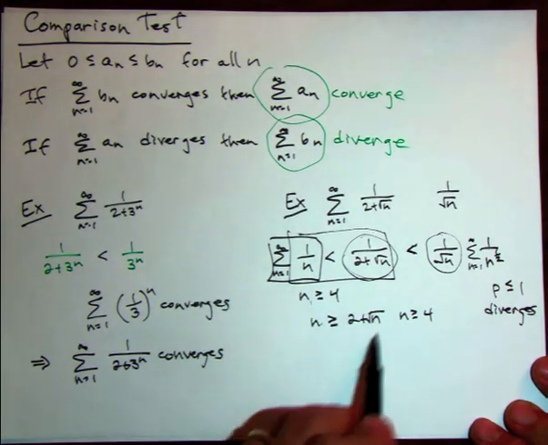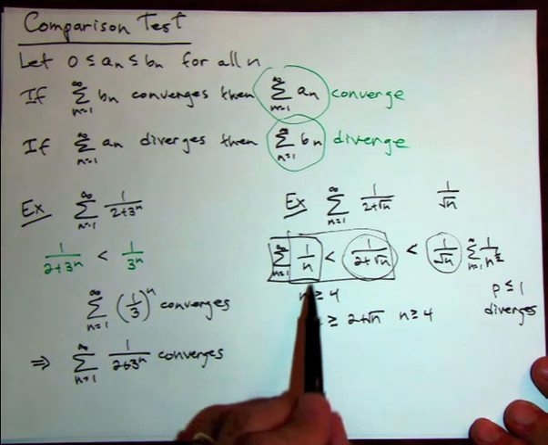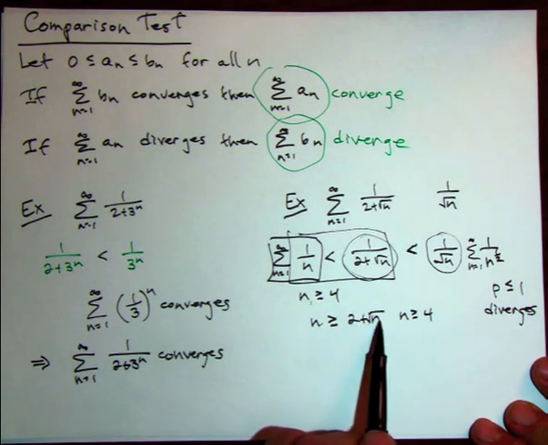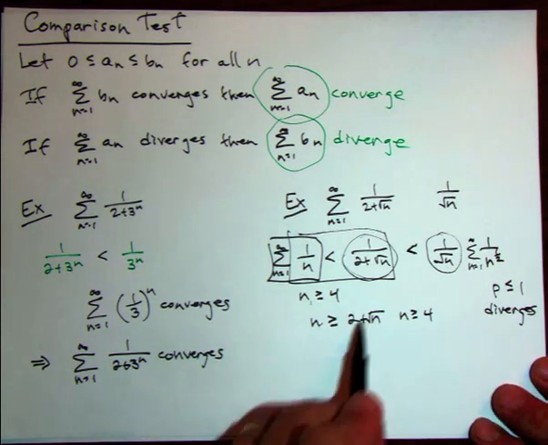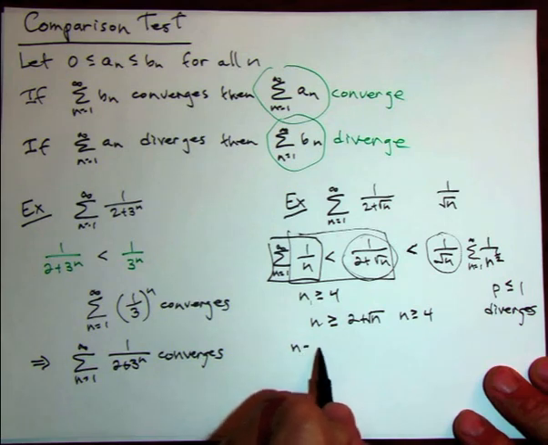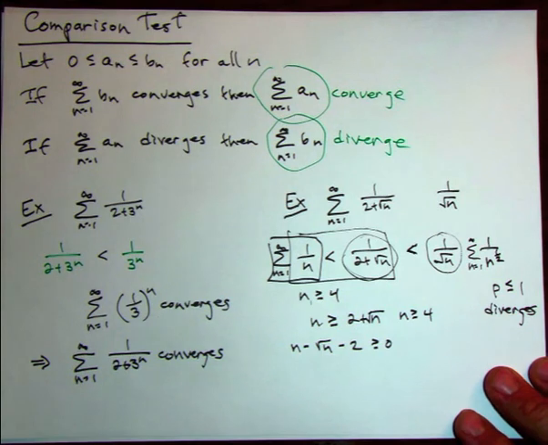All right. So again, for 1 over n to be less than 1 over 2 plus square root of n, what we want to show is that n is greater than or equal to 2 plus square root of n when n is greater than or equal to 4. So I'm going to just rearrange things here and rewrite this as n minus the square root of n minus 2 is greater than or equal to 0, again, anytime n is greater than or equal to 4.